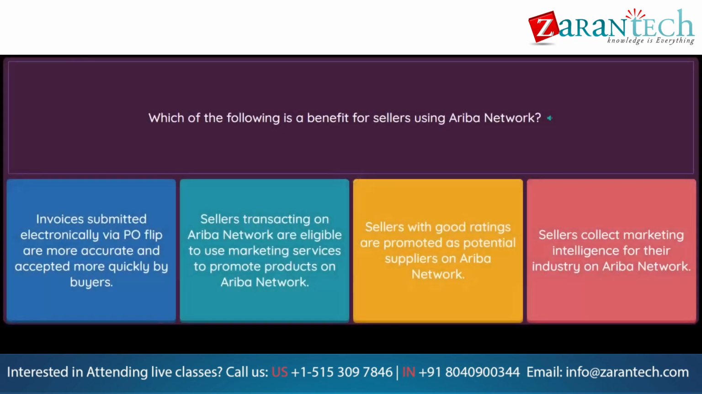Question: which of the following is a benefit for sellers using Ariba Network? Option 1: invoices submitted electronically via DotCom Flip are more accurate and accepted more quickly by buyers. Option 2: sellers transacting on Ariba Network are eligible to use marketing services to promote products on Ariba Network. Option 3: sellers with good ratings are promoted as potential suppliers on Ariba Network. Option 4: sellers collect marketing intelligence for their industry on Ariba Network.